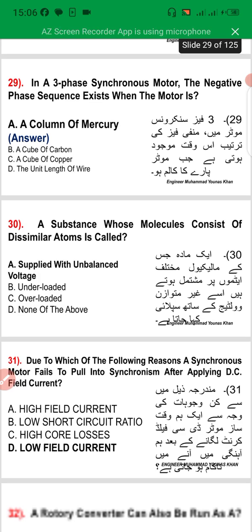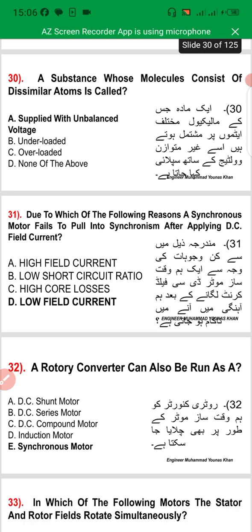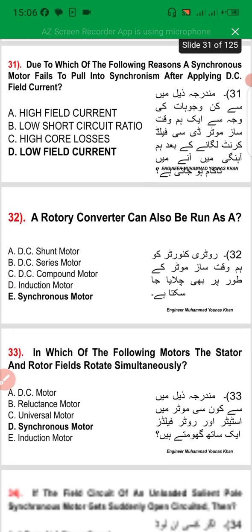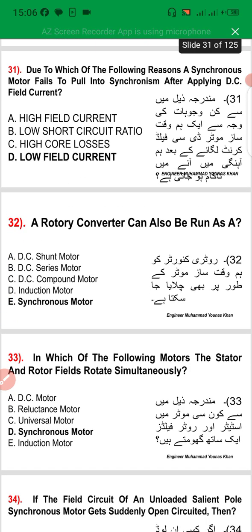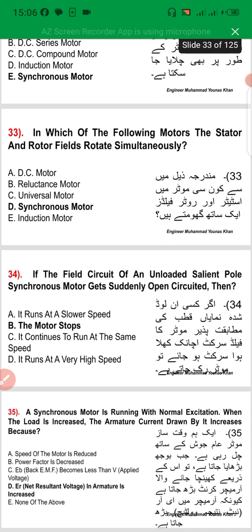In a 3-phase synchronous motor, the negative phase sequence exists when the motor is supplied with unbalanced voltage. Due to which of the following reasons does a synchronous motor fail to pull into synchronism after applying DC field current? Low field current. A rotary converter can also be run as a synchronous motor.